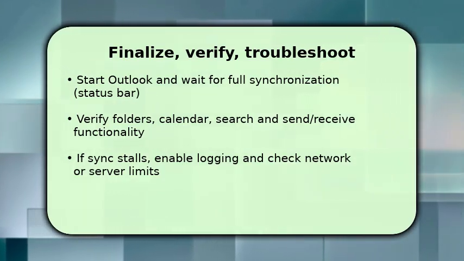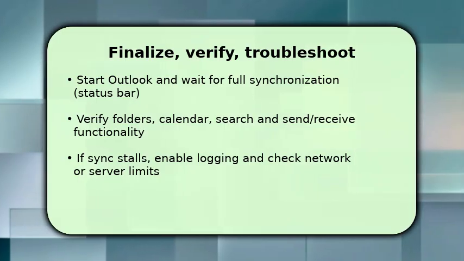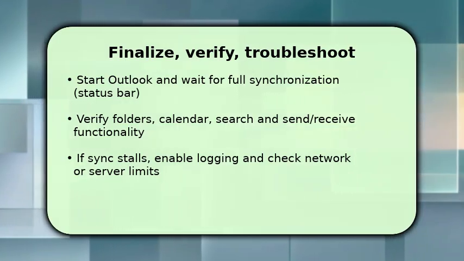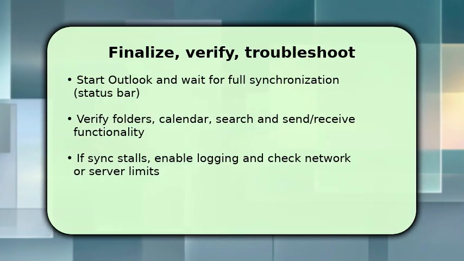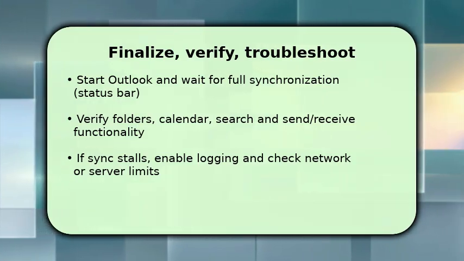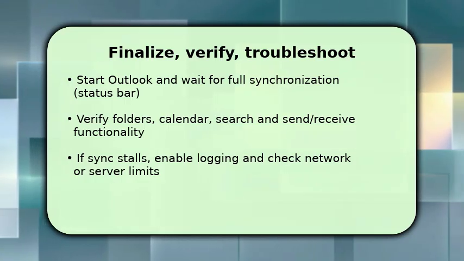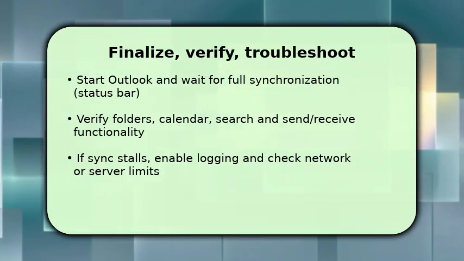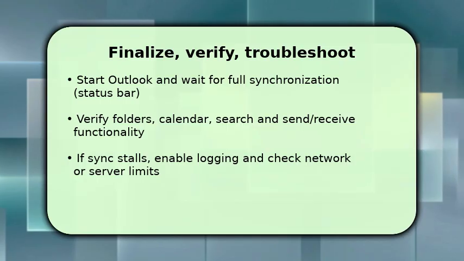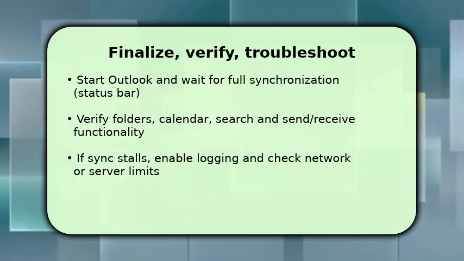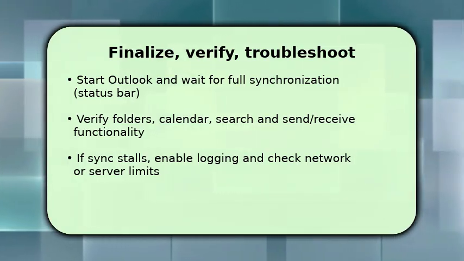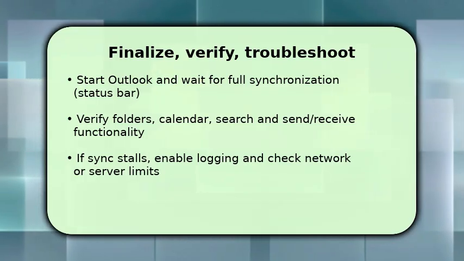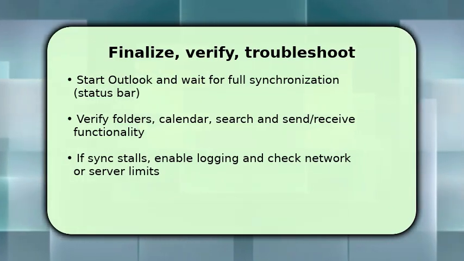Make sure Send/Receive works. If synchronization stalls or items are missing, enable Outlook logging and inspect the log for sync errors, then check network connectivity and server quotas. If you still hit errors, restore your backup OST to reattempt or contact the server admin. These steps resolve the OST open error by recreating the corrupted cache.